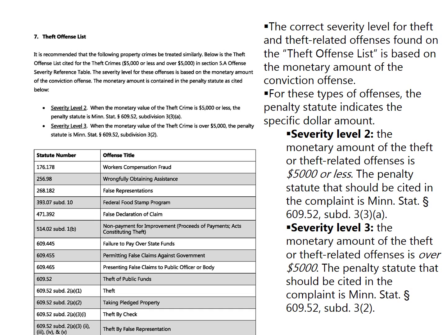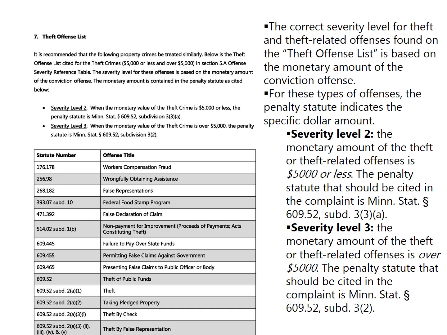Here we see that for theft and theft-related offenses on this table, the statute tells us the amount of the offense was over $5,000. But this statute also includes theft of a trade secret, theft of an explosive or incendiary device, and theft of a controlled substance, none of which is ranked at severity level 3.